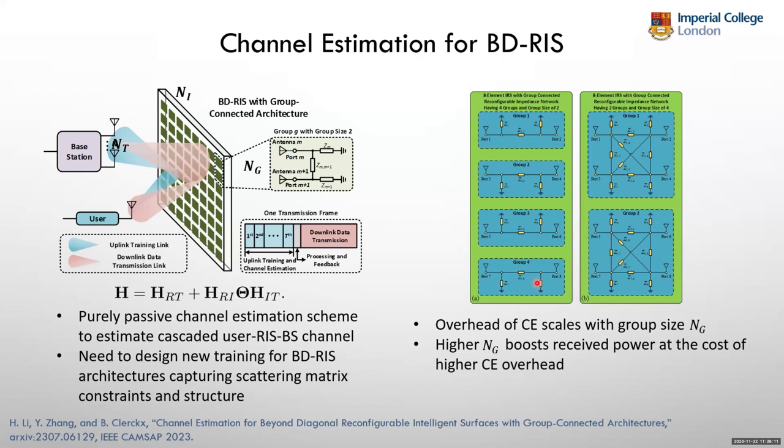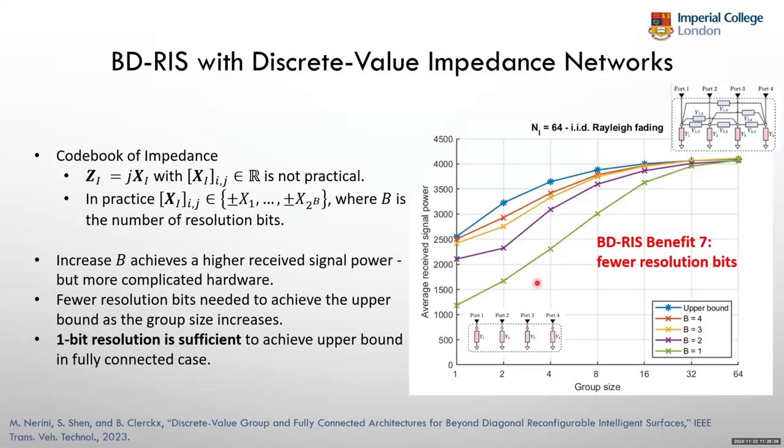One of them is channel estimation. I will not talk too much about this, but so far you need to come up with a tailored channel estimation method for BD-RIS. And one of the challenges is that the overhead of channel estimation grows with the number of interconnections. This is a challenge that needs to be addressed.